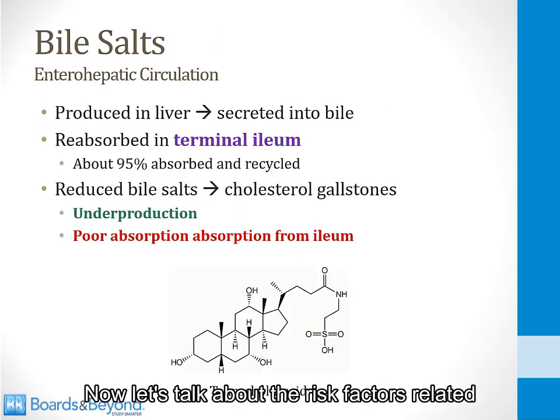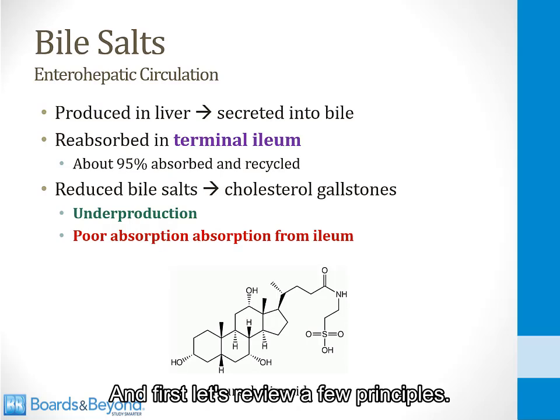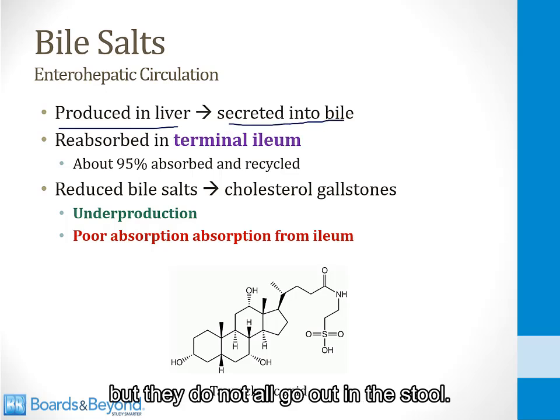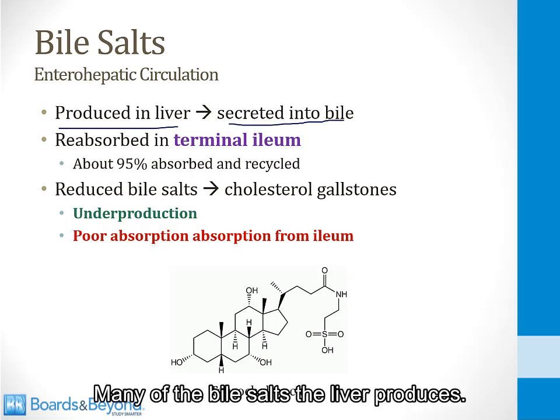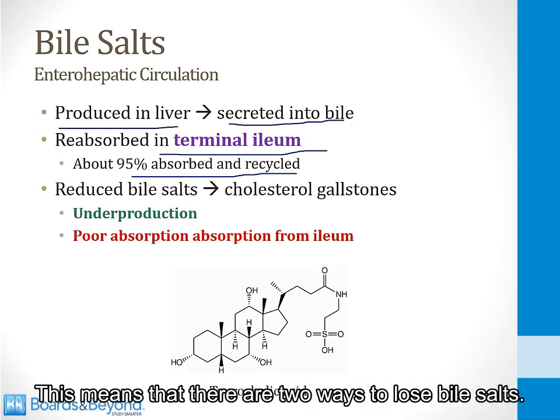Now let's talk about the risk factors related to loss of bile salts. And first, let's review a few principles. Bile salts are produced in the liver and secreted into the bile, but they do not all go out in the stool. Many of the bile salts the liver produces are reabsorbed in the terminal ileum. About 95% is reabsorbed. This means that there are two ways to lose bile salts.